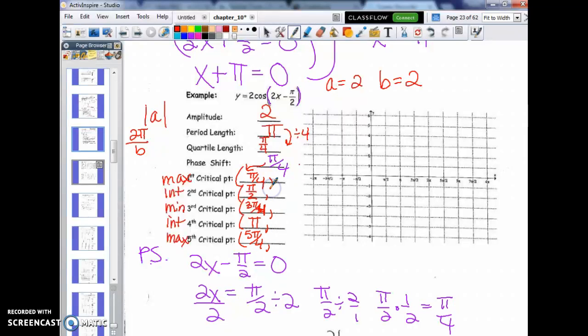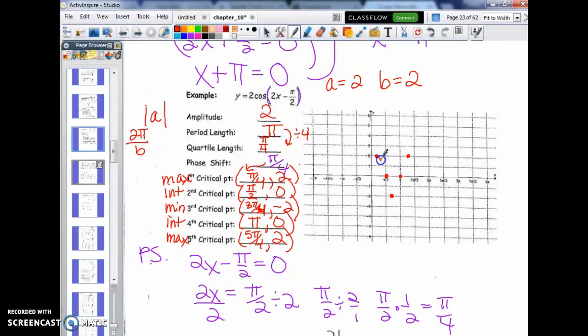All right, for my y coordinates, I know intercepts are all 0. My maximum value comes from my amplitude, which is 2. Likewise, my minimum is negative 2. So I'm going to graph pi over 4 and 2. Pi over 2 and 0. 3 pi over 4 and negative 2. Pi and 0. And 5 pi over 4 and 2.